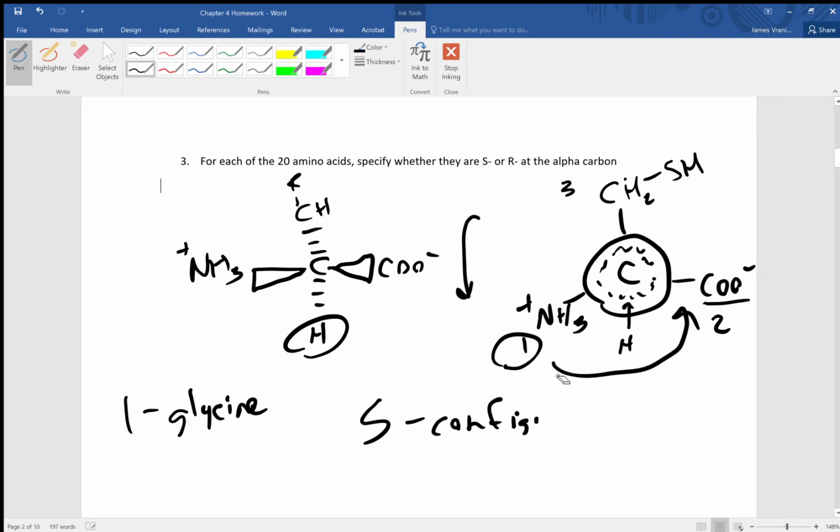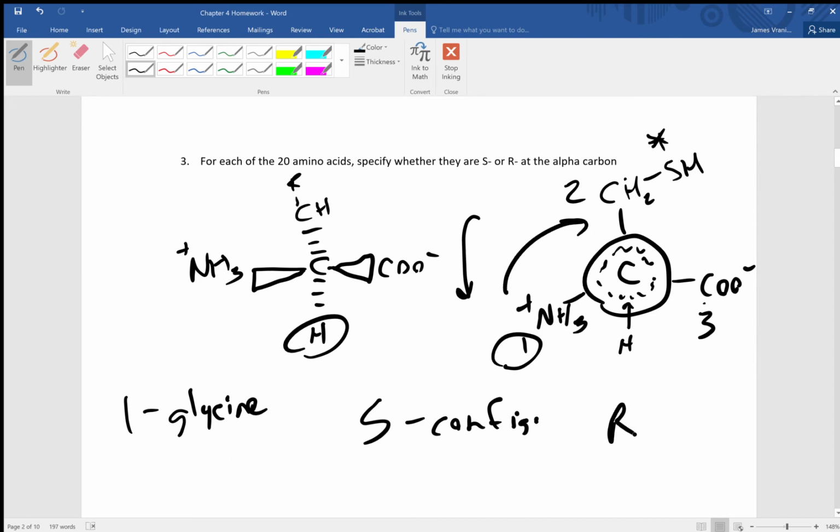cysteine. So in cysteine, the nitrogen is still the highest priority group. And then the other two groups, we again have hydrogen or carbons there. So we want to look at what is attached to those two carbons. Well, in the case of cysteine, we have a sulfur that is attached to those carbons, which is a higher priority group than the oxygens of the carboxylate. So now this is the second highest priority, and the carboxylate is the third. So our rotation now goes clockwise.